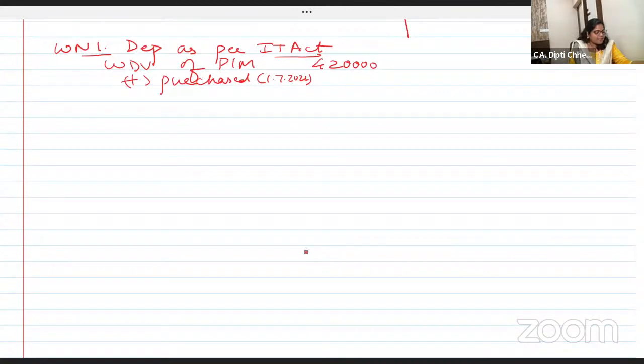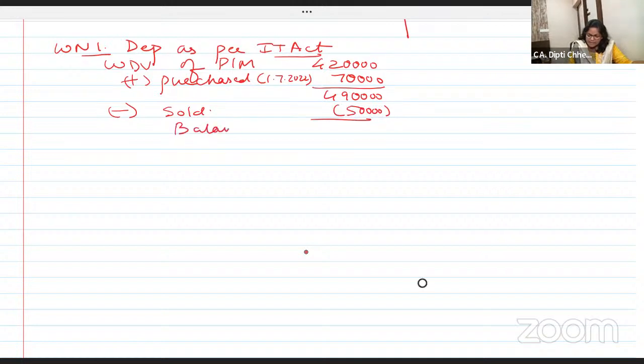Depreciation नहीं, इसको खरीदा है. You have purchased it for 70,000. And then this comes to 4,90,000. And you have sold 2 old plants you have sold 50,000. What is the balance of the plant and machinery? 4,40,000. इसके ऊपर more than 180 days यूज हुआ है तो full years का depreciation होगा.